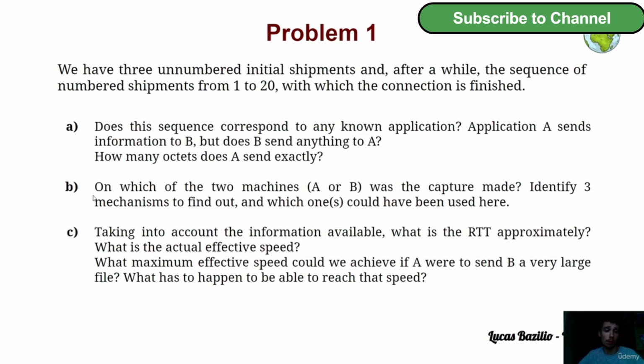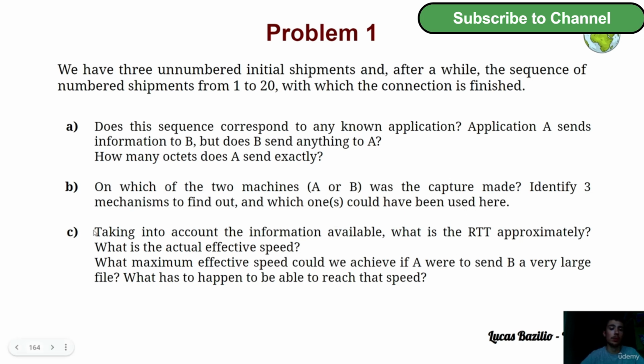Then we continue with question B: on which of the two machines, A or B, was the capture made, and also identify 3 mechanisms to find this out. And from these 3 ways of finding out which machine did the capture, which ones or which one could have been used in this problem.